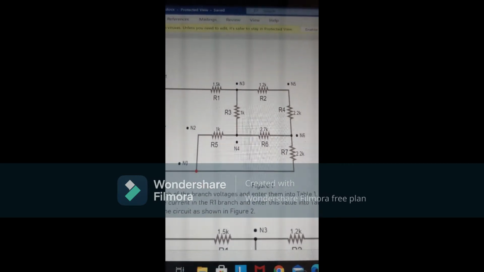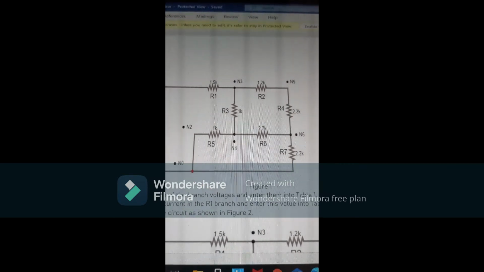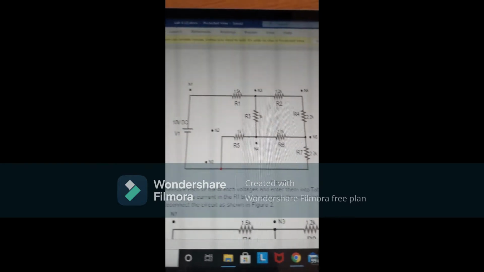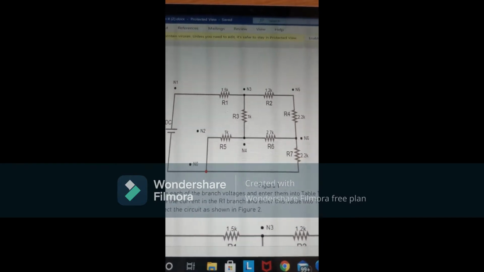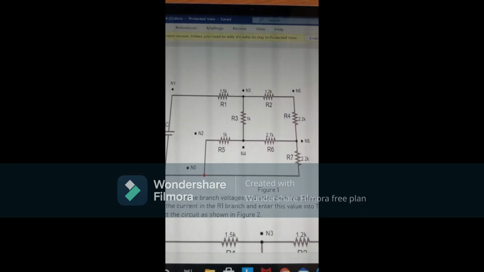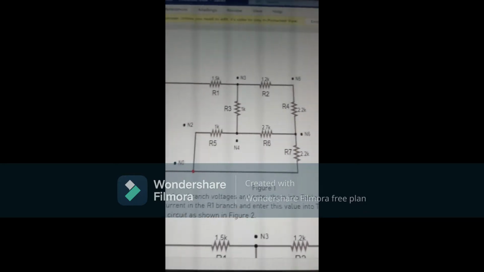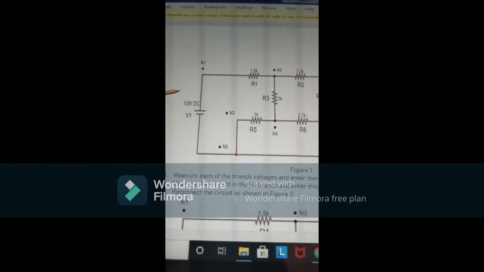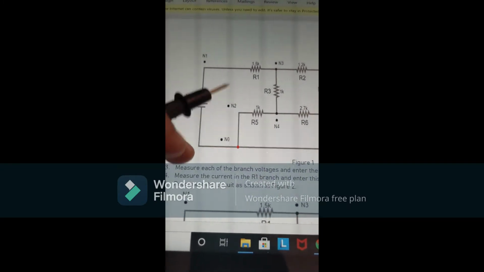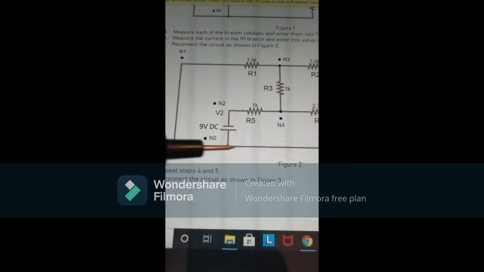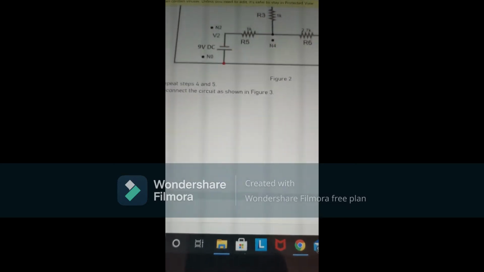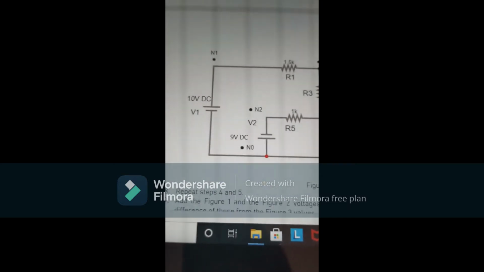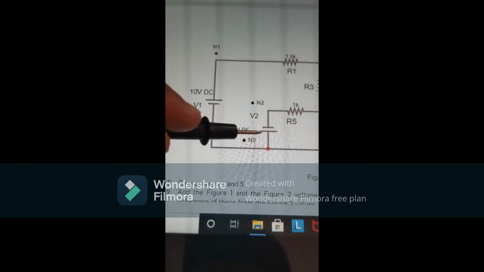Alright, first we're going to prove the superposition theorem. And as I explained, the superposition principle tells us that we'll build this first circuit with the 10-volt source here. And then we'll build another circuit with a 9-volt source here. And then finally we'll build this third circuit with both of these voltages.